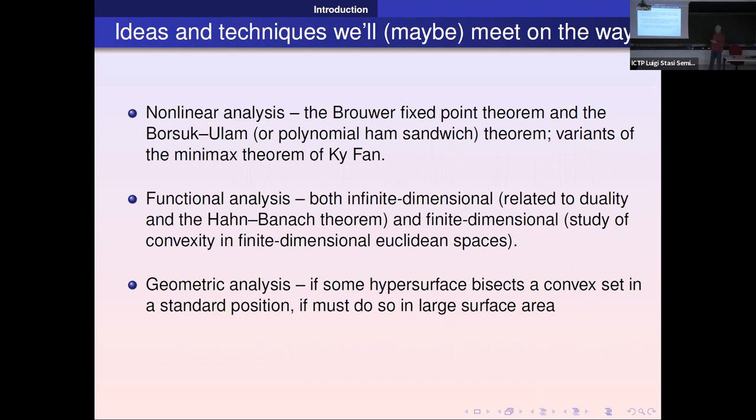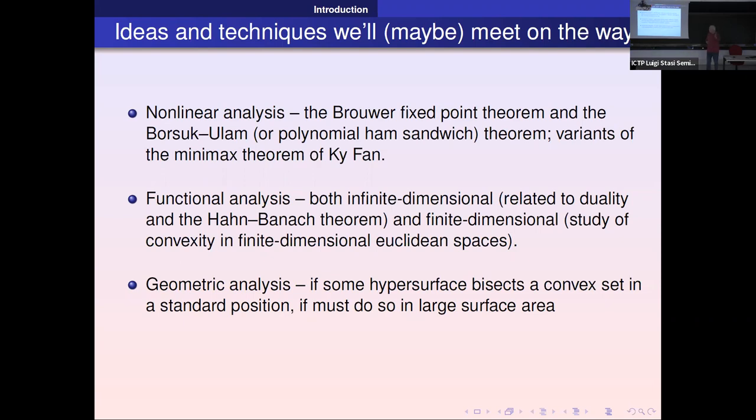Okay, so some of the techniques and ideas that we'll maybe meet on the way: things from nonlinear analysis, not the most sophisticated stuff, but that we all should have learned as a graduate student, the Brouwer fixed-point theorem, the Borsuk-Ulam theorem, variants of Minimax theorems, the Kifan Minimax theorem, for example, functional analysis, as I said, both infinite dimensional and finite dimensional, and geometric analysis. I don't want to go into any detail here, but the example I have in mind in particular is that if you have a convex set in Euclidean space and it's in some sort of standard position, let's say, I don't want to be too precise about what that means.